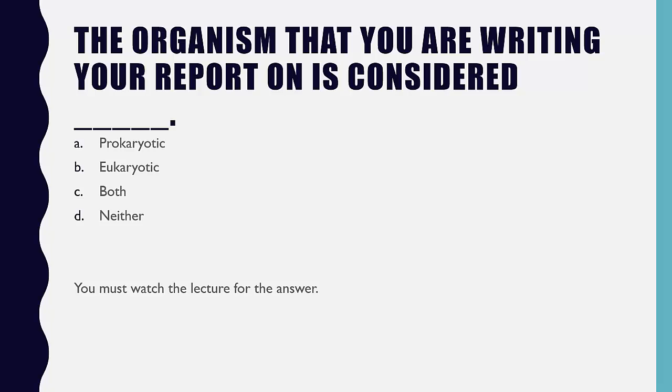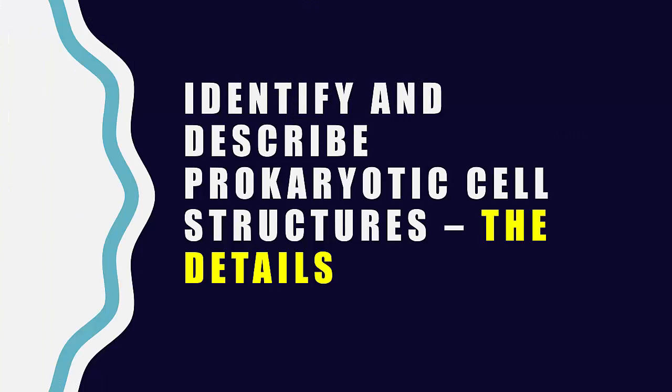The organism that you are writing your report on is considered prokaryotic, eukaryotic, both or neither. Well, they can't be both. They have to be something. They have to have some kind of DNA. They either have to have a nucleus or nucleoid area. So, since you're doing your report on bacteria, it has to be prokaryotic. Okay, so A. All right.